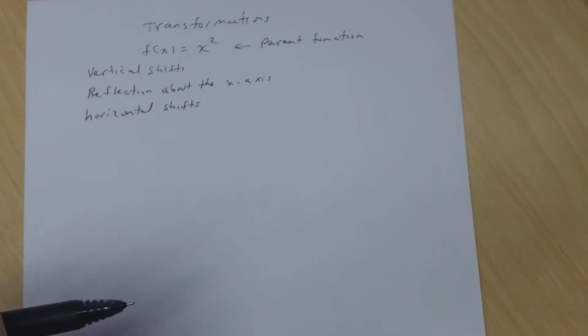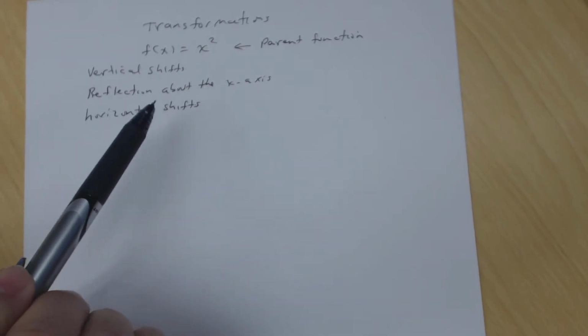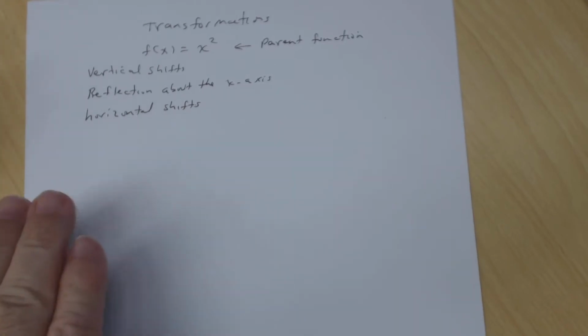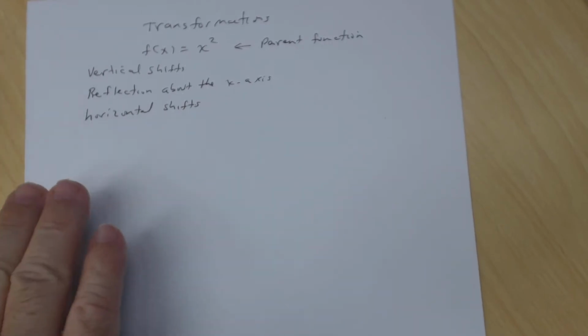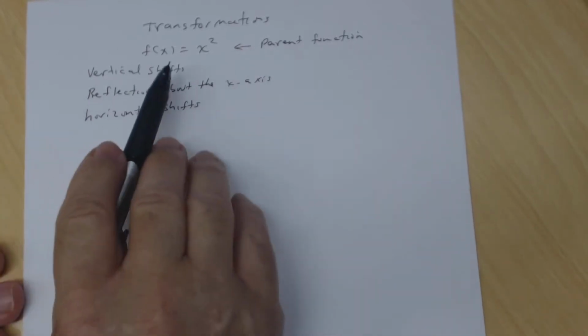And so the transformations that we're going to look at in these lessons will be vertical shifting, reflecting about the x-axis, and then horizontal shifting. Now there's also stretching and shrinking, but we're not going to focus on those two in these lessons. It will just be these three lessons. And then in another lesson, we'll look at stretching and shrinking, that kind of transformation. But let's go ahead and graph the parent function x squared.